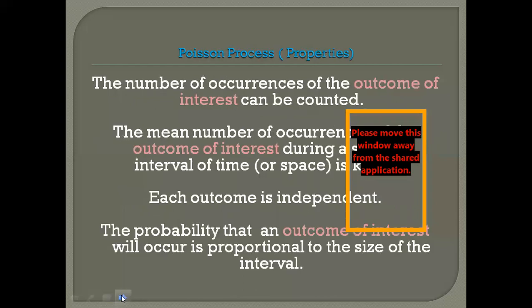Okay. Now, what are the properties of a Poisson process? The number of occurrences of the outcomes of interest can be counted. That is the first property.